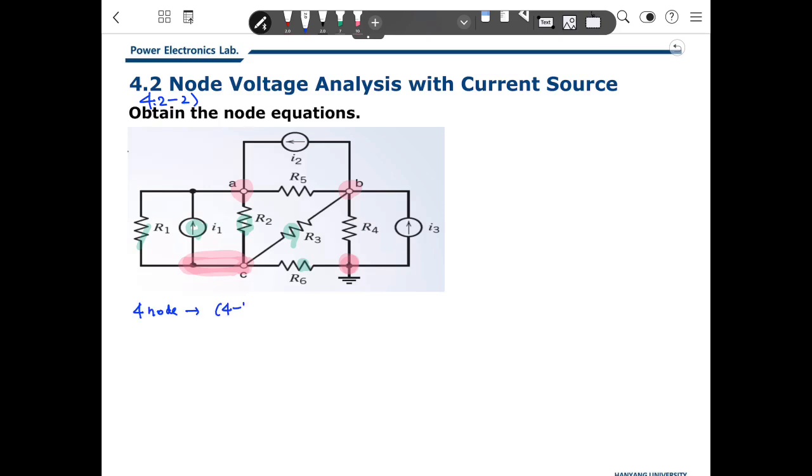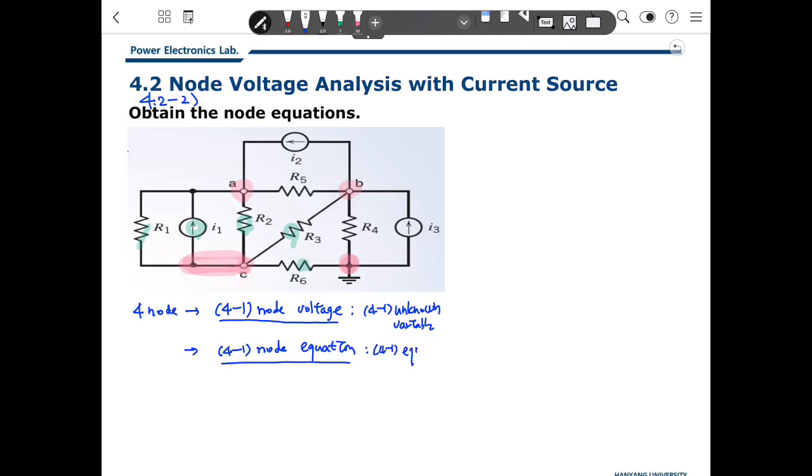That means we can gather 4 minus 1 node voltages. That means we can get 4 minus 1 node equations. So what is the meaning of that? Then we have 4 minus 1 unknown variables. That means we have 4 minus 1 equations. So we have 3 unknown variables and 3 equations, and we can solve that problem here.